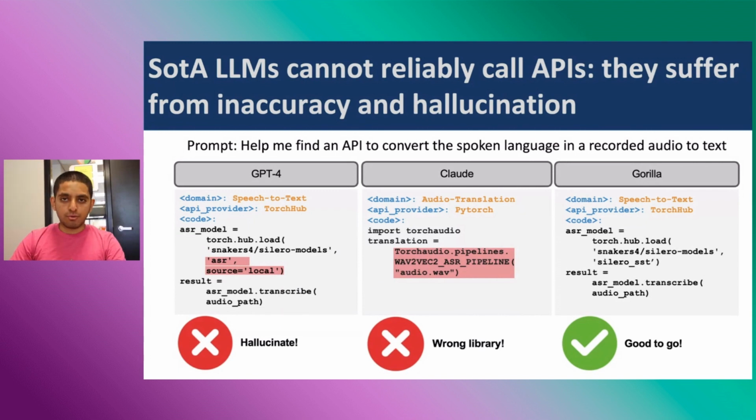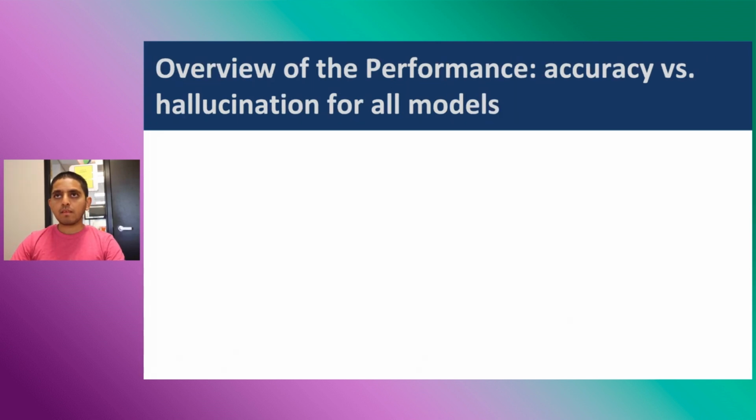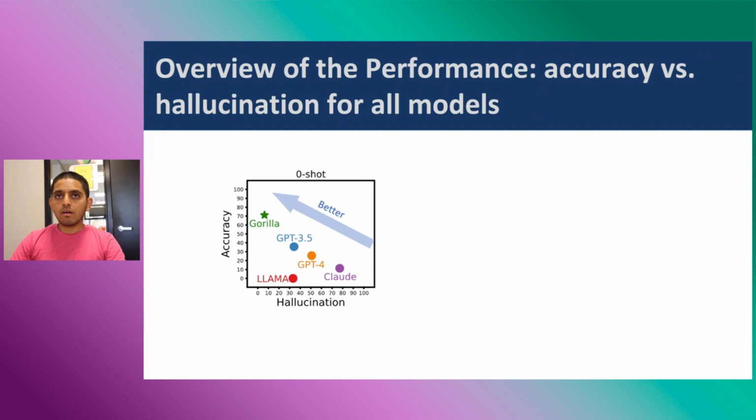Now, if you know one thing about research, it's that most examples are always cherry-picked, right? So let's try and see, beyond this cherry-picked example, how well does Gorilla perform across a wide benchmark? Okay, what I have here is accuracy on the y-axis and hallucination on the x-axis. You want to reduce hallucination, so you want to be on the left side, but you want to increase accuracy, so you want to be on the top. So top left is where you want to be.